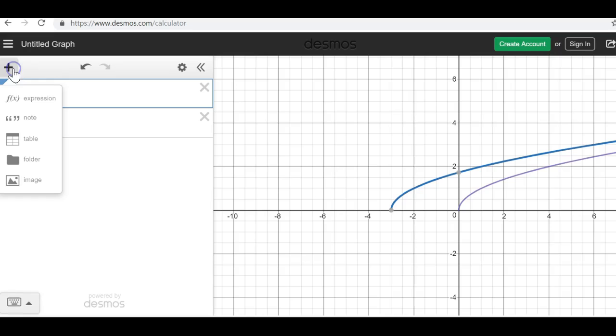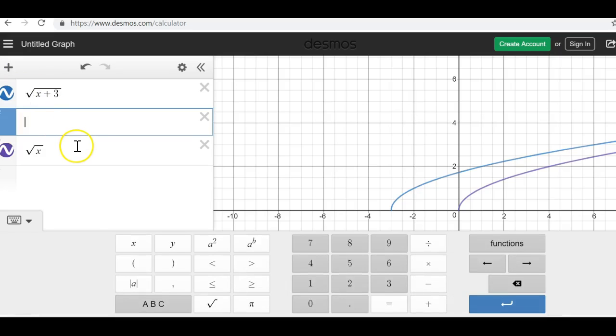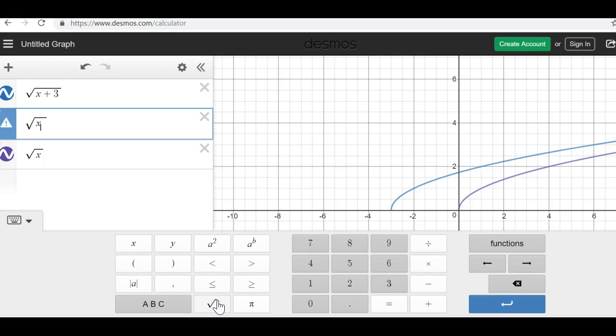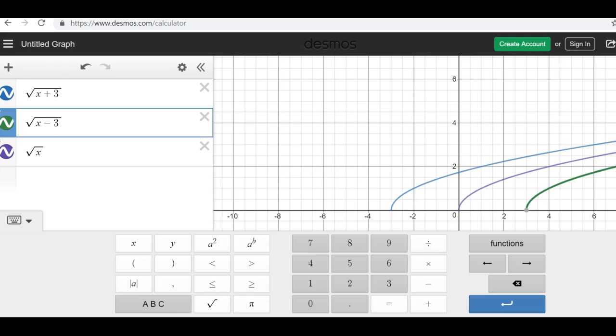What would happen if I add another one? And now in here I say the square root of x, and then instead of adding, I will subtract. Oh, sorry. -3. And I'm hoping that you were guessing that this graph actually started now at 3, 0.